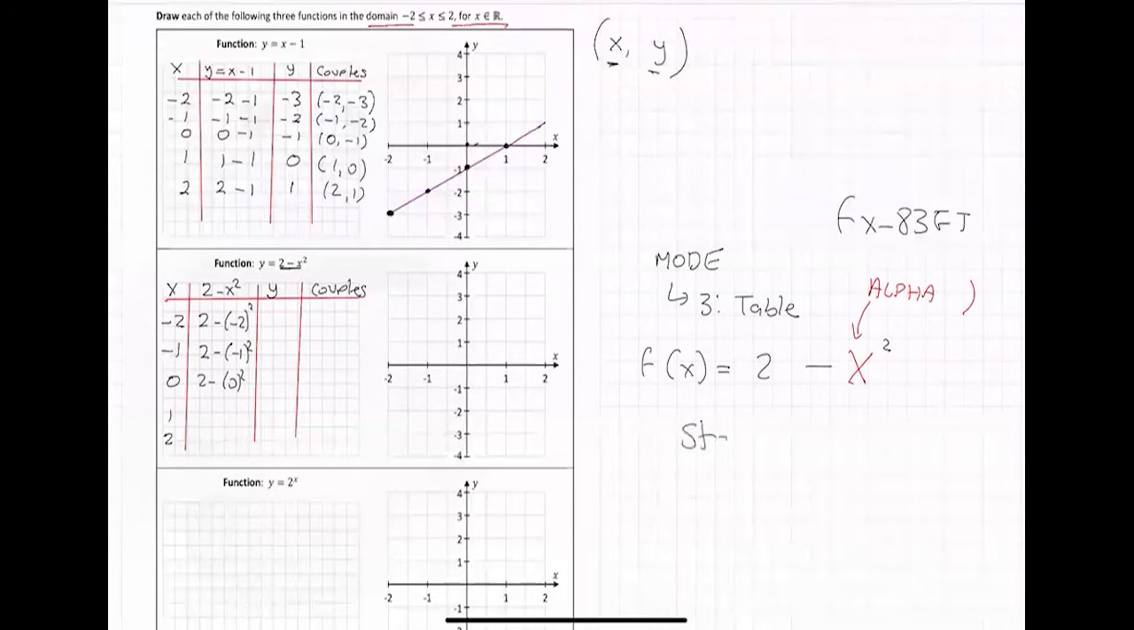It then asks you for start, question mark, and it's the x values you want to start at. So we put -2 in for this one, and you hit equals. We then get end, question mark, and we put in 2 for that one. And then we go step, question mark, and that's what are you going up in steps of? So we're going up in steps of 1, and you hit equals.